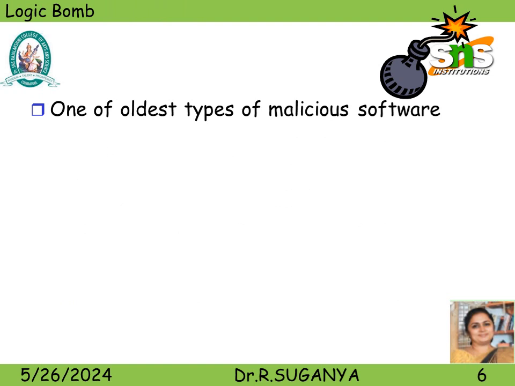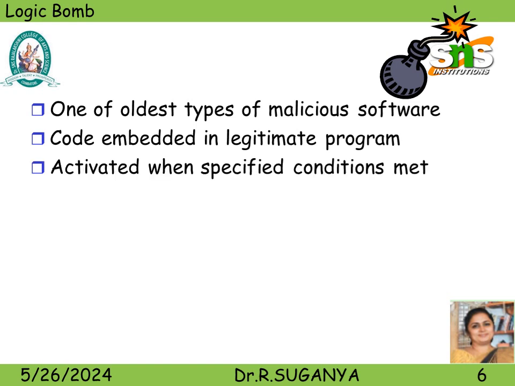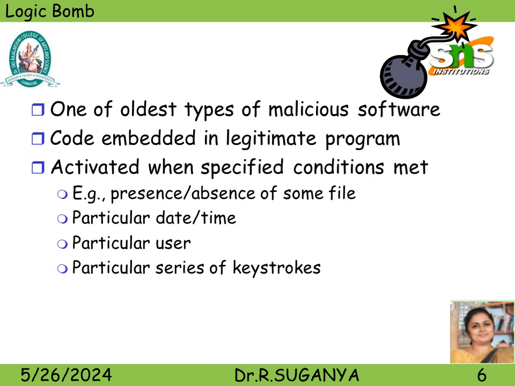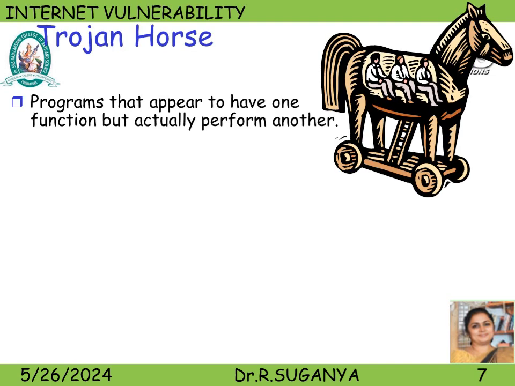Logic bomb is one of the oldest types of malicious software. It is code embedded in a legitimate program, activated when a specified condition is met. For example, the presence or absence of some file, a particular date or time, a particular user, or a particular series of keystrokes. When triggered, it typically damages the system.